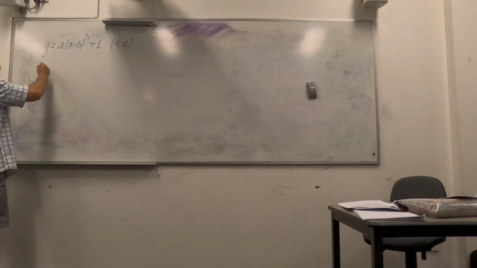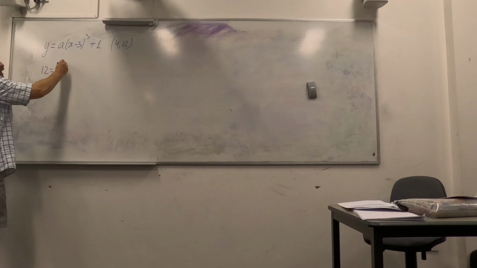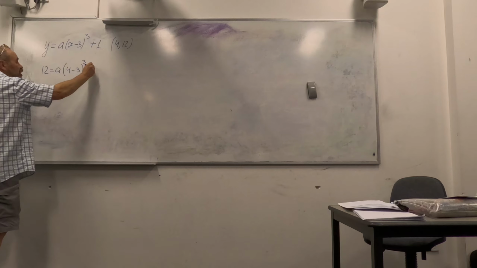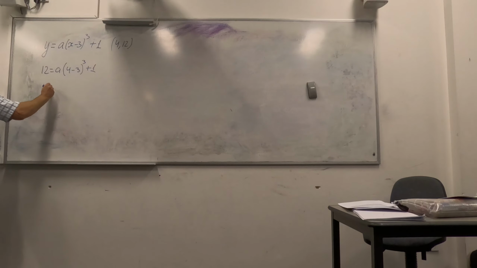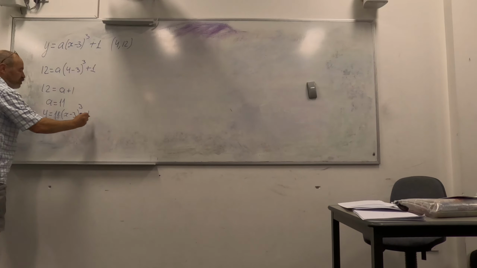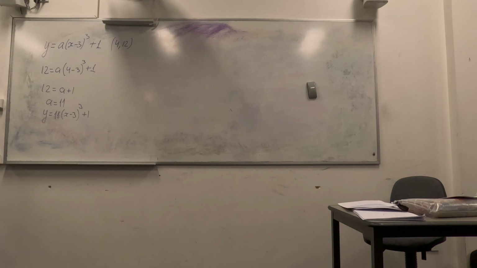Substitute the point. We have 12 equals a times (4 minus 3) cubed plus 1. So 12 equals a plus 1, a equals 11. So y equals 11 times (x minus 3) cubed plus 1. Just substitute the point. Very easy, easy peasy.